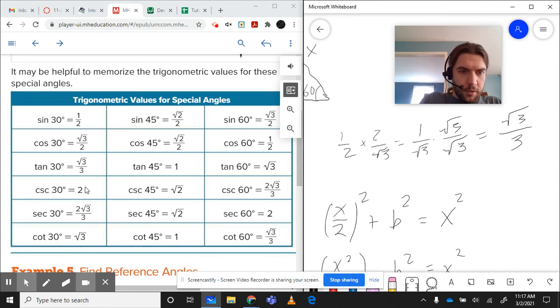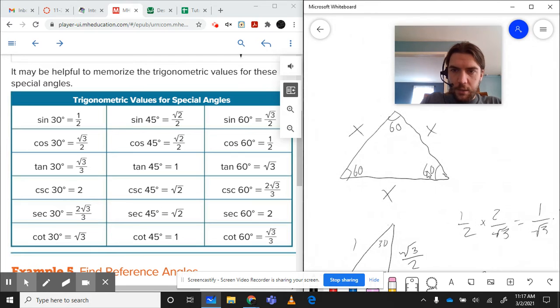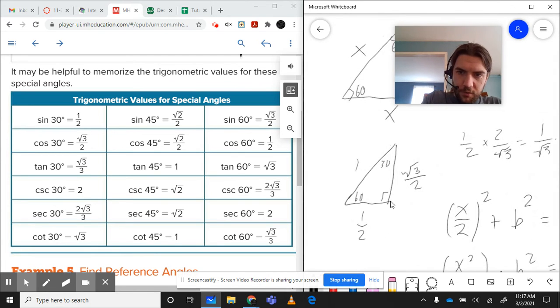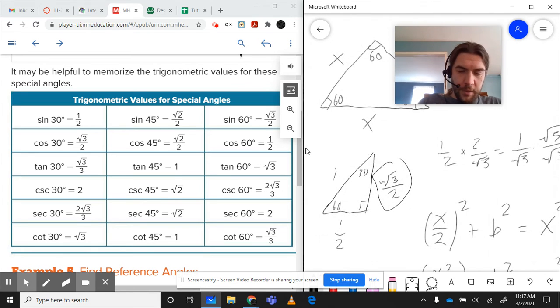Okay, so any of these with 30 degrees, any of these with 60 degrees come from taking an equilateral triangle, splitting it in half, and solving for your unknown side. So you don't need to remember 18 things. You just need to remember 3 steps. Take an equilateral triangle, split it in half, solve for that unknown side. You can go from there to figure out what all these values should be.